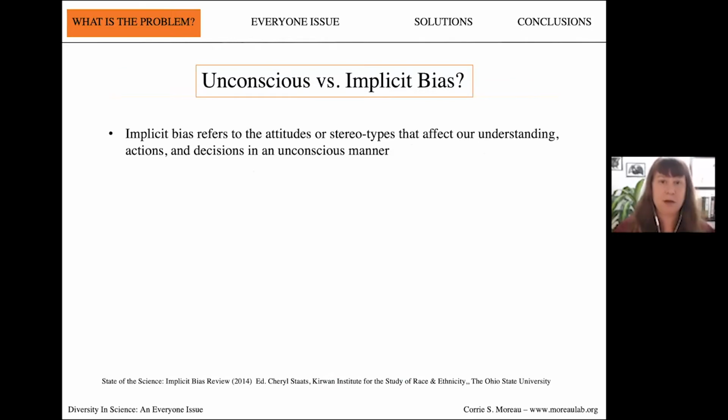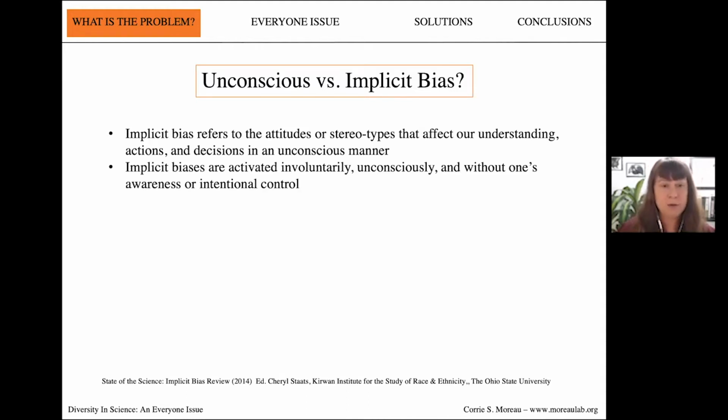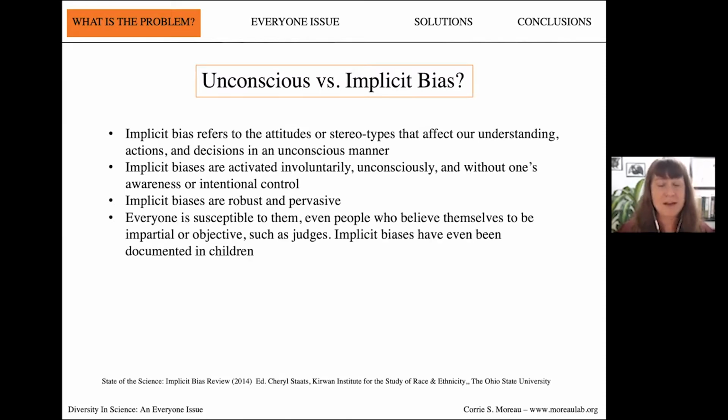One thing you'll often hear people talk about is unconscious or implicit bias. And these are important terms to think about because implicit bias refers to these attitudes or stereotypes that affect our understanding, actions, and decisions in an unconscious manner. And these actually can have really big impacts. One thing we do know is that they're activated involuntarily, unconsciously, and usually without one's awareness or intentional control. Implicit biases are robust and pervasive, and everyone is susceptible to them. Even people who are in fields where they're supposed to be objective or impartial, we know that you can actually have your implicit biases impacting your decision making. And they've even been documented in children.